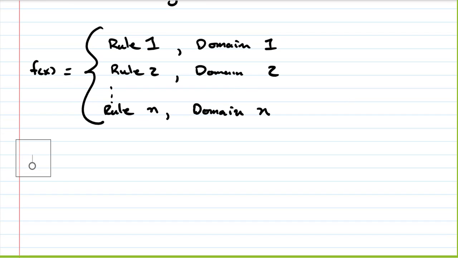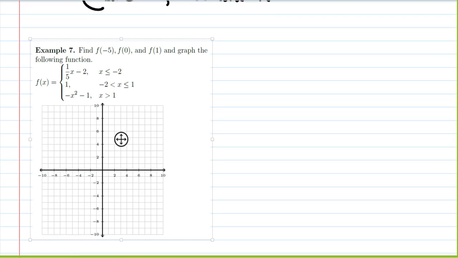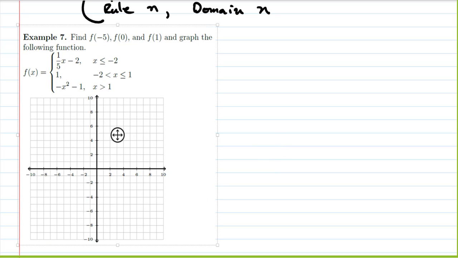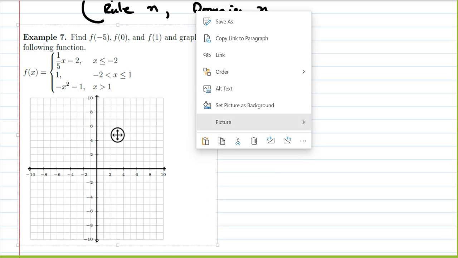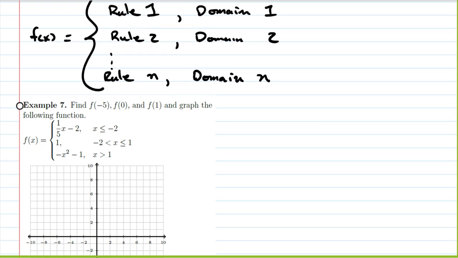So let's take a look at this. We have our piecewise function here, f of x. And in our piecewise function, it has 3 parts. So we're going to have our rule 1 and domain 1. Here's rule 1 and domain 1. We're then going to have rule 2 and domain 2. And then lastly, we're going to have rule 3 and domain 3.